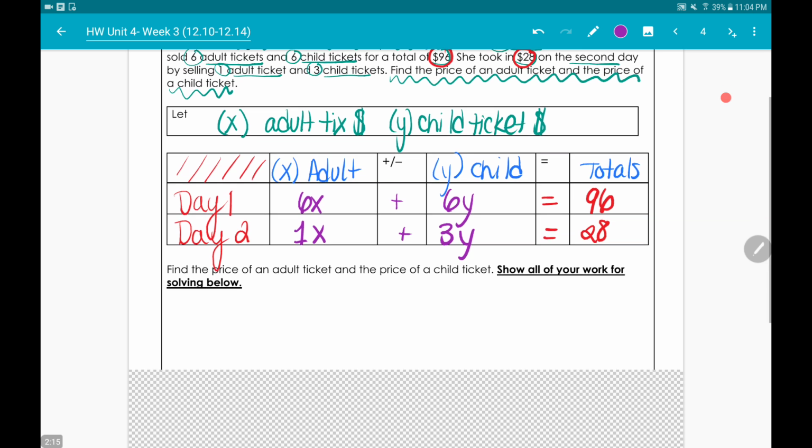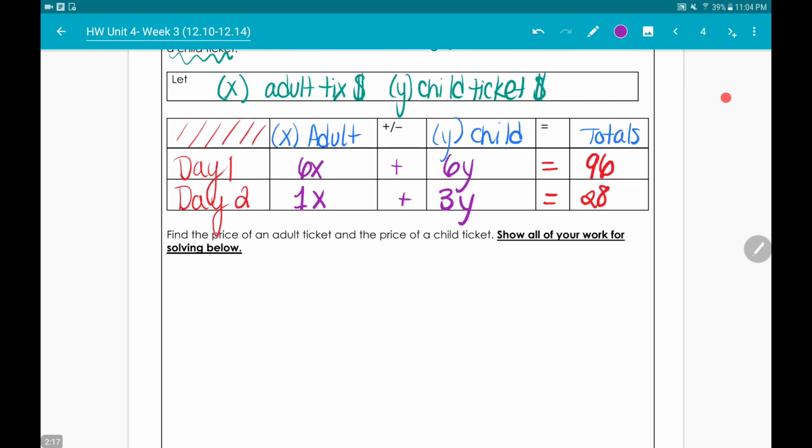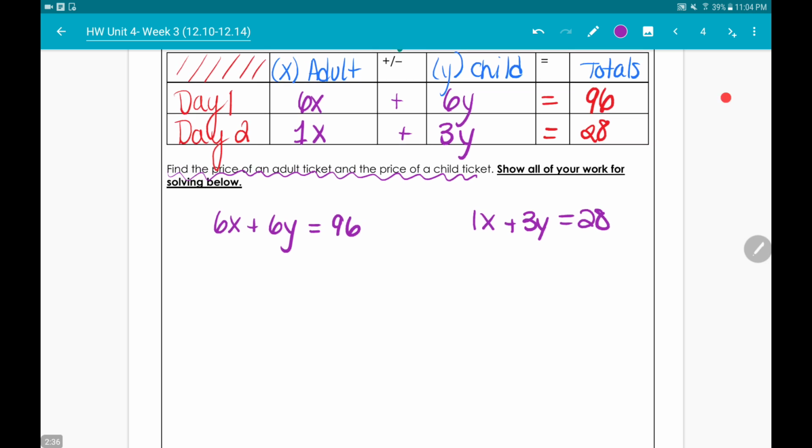All right. So now we need to actually solve this. And we're going to find the price of an adult ticket and the price of a child ticket. So we have 2 equations. 6x plus 6y equals 96. And 1x plus 3y equals 28. I want you to pause the video and answer this question. What method would you choose? What method is the easiest?